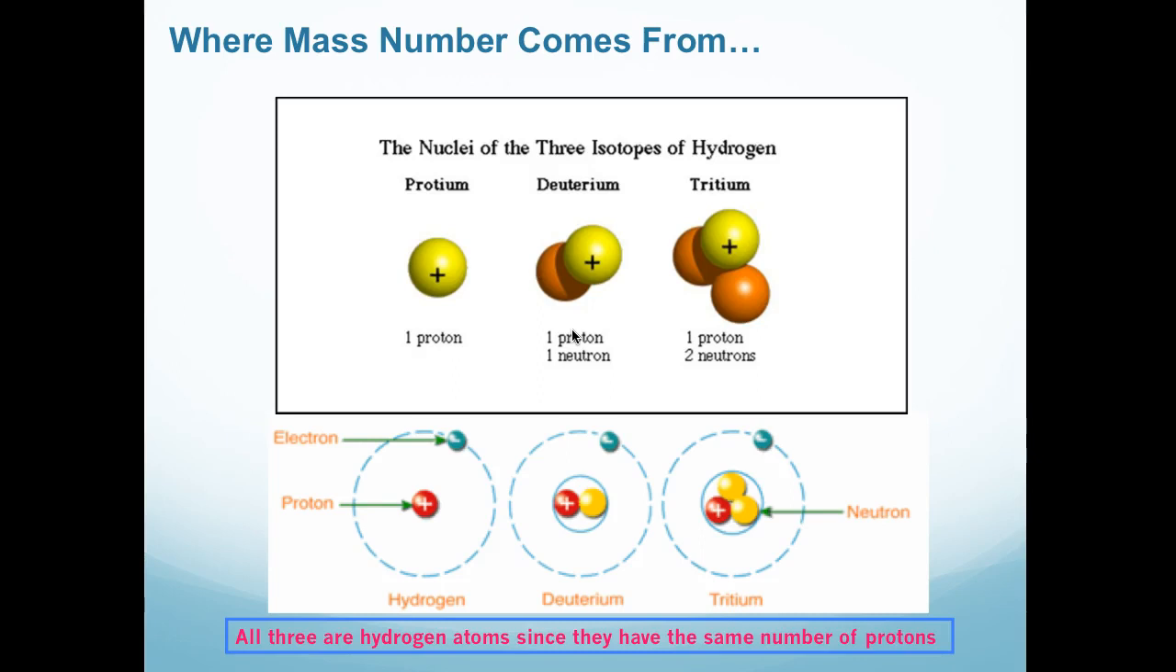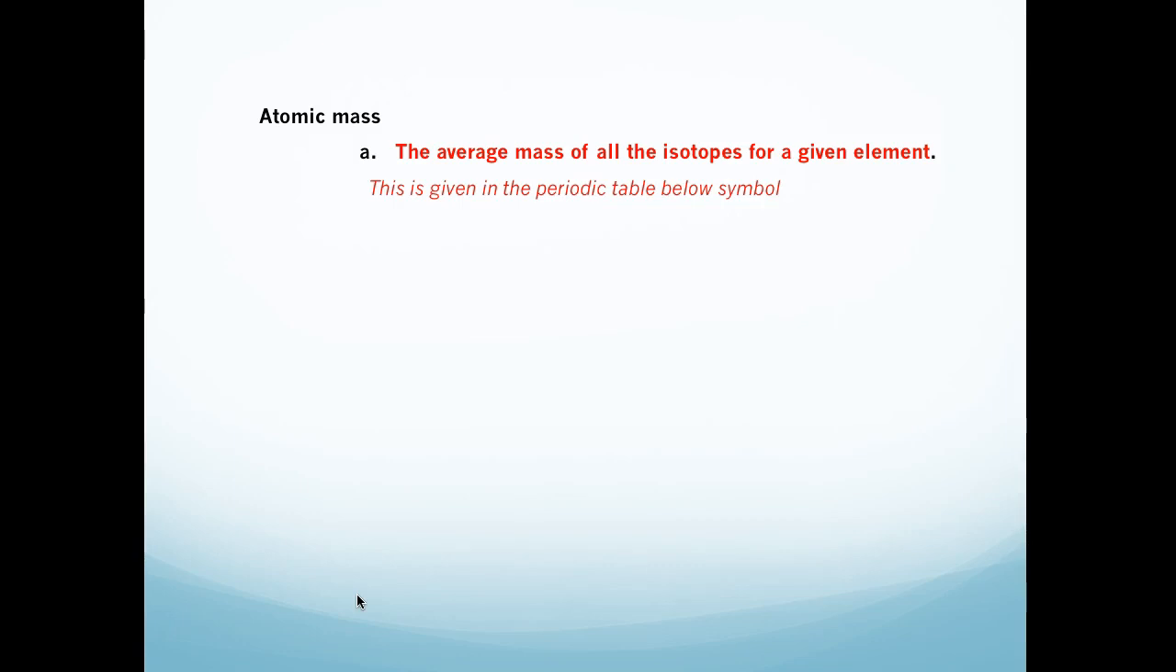And that mass that we see on the periodic table is going to be an average mass. We'll talk about that more in a moment. But remember that we have the same number of protons, but the number of neutrons is different, which also means the mass number is different. Okay, so the mass that we see on the periodic table is going to be an average mass.